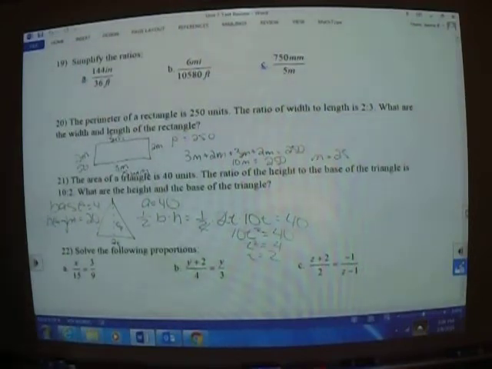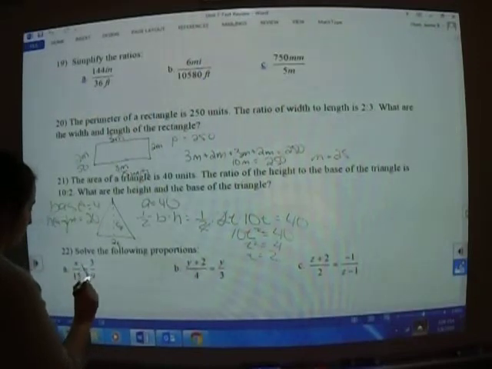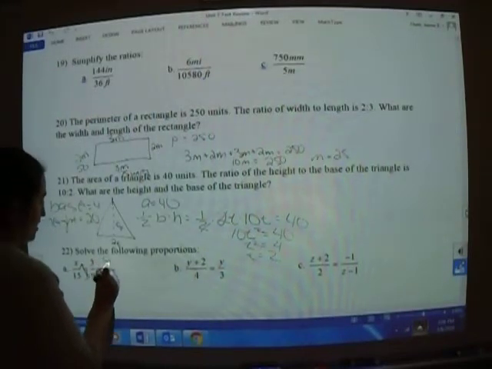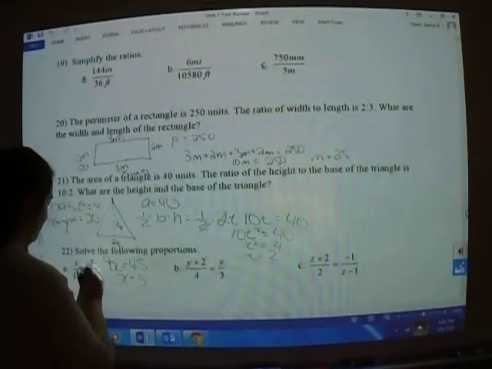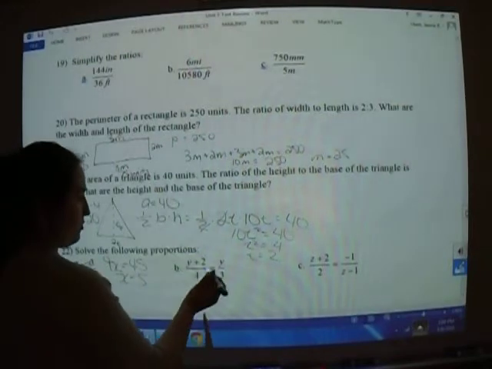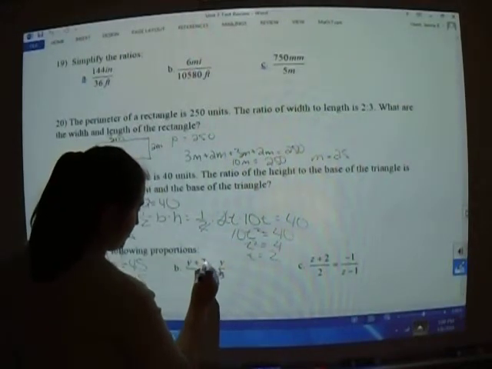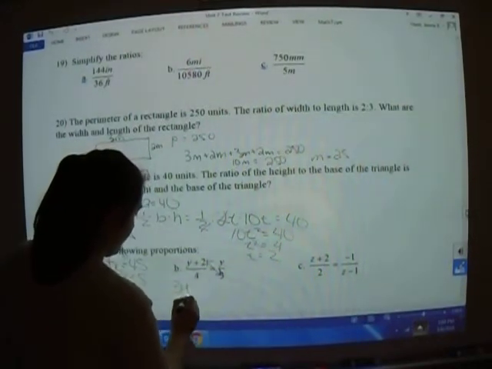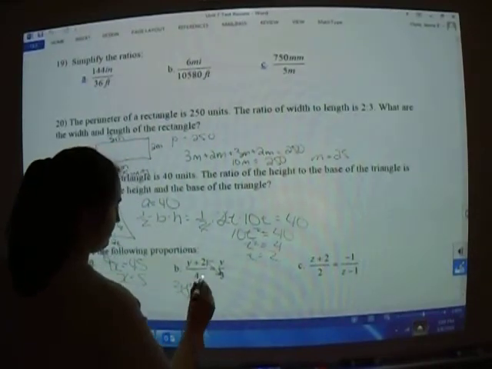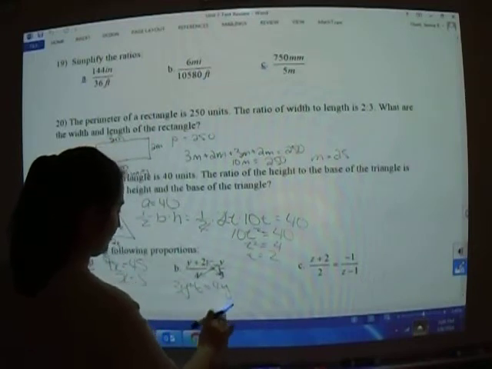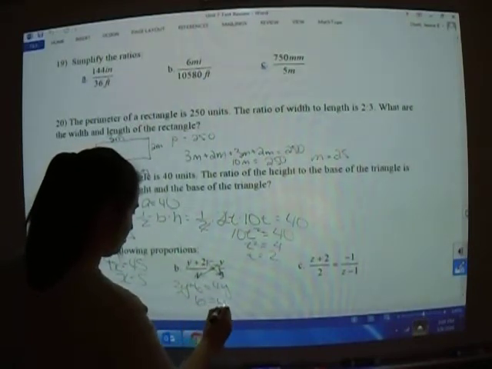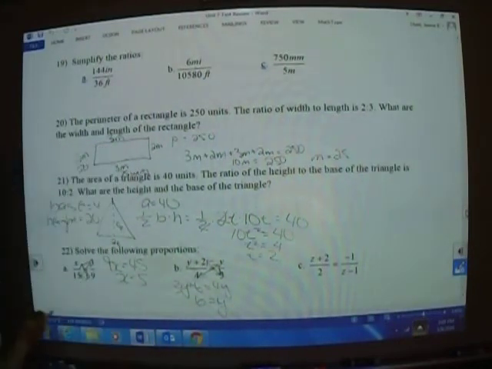Okay. 22, solve the following proportions. So we cross multiply, right? We get 9x equals 45, x equals 5. Right, we're cross multiplying. Here we cross multiply again. 3y plus 6 equals 4y. Subtract 3y from both sides, 6 equals y. Okay.